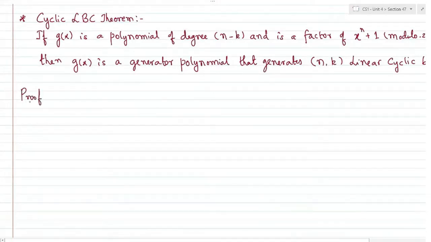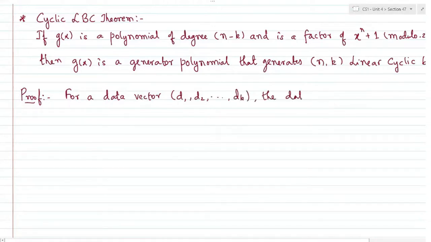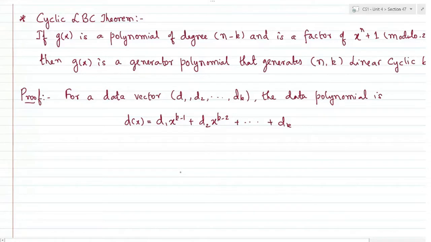Let us try to prove this before we move on to one example. Say for a data vector that we have seen as d1, d2 up to dk, the data polynomial that we represented in the form of a polynomial is d of x equals d1 x power k minus 1 plus d2 x power k minus 2 up to dk.